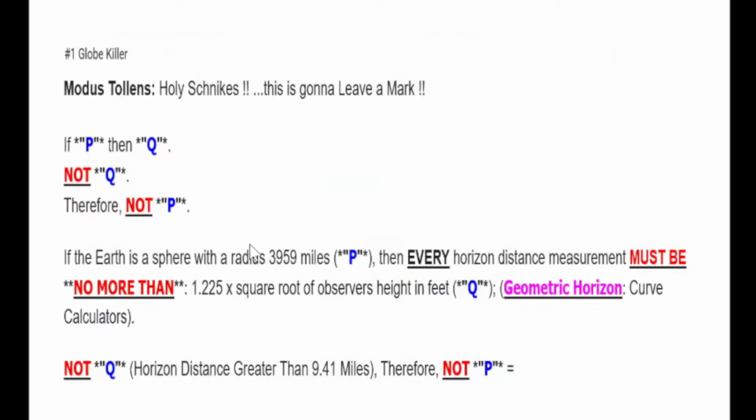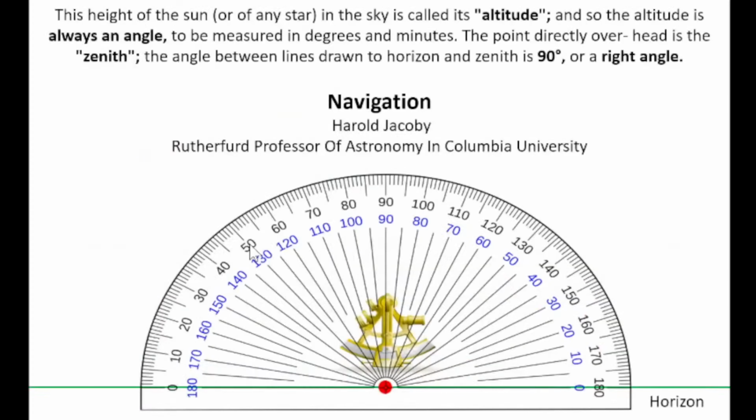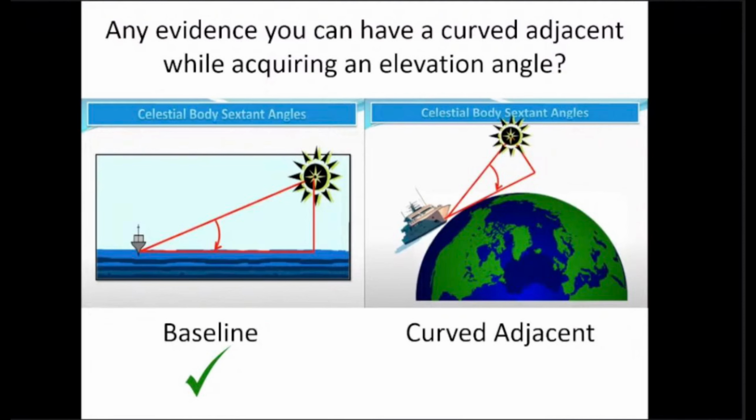Next slide. The height of the sun or of any star in the sky is called its altitude. And so the altitude is always an angle to be measured in degrees and minutes. The point directly overhead is the zenith. The angle between lines drawn to the horizon and the zenith is 90 degrees, or a right angle. Navigation, Harold Jacobi, professor of astronomy. Last slide.